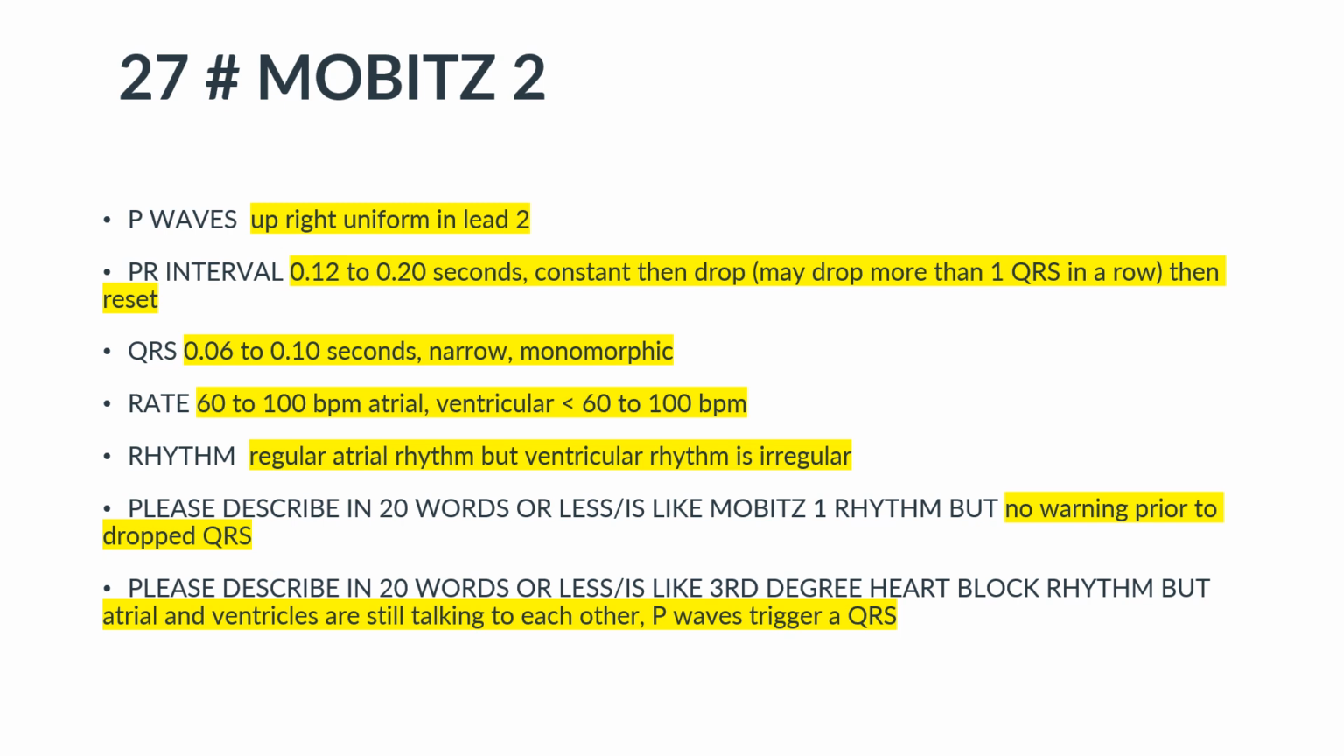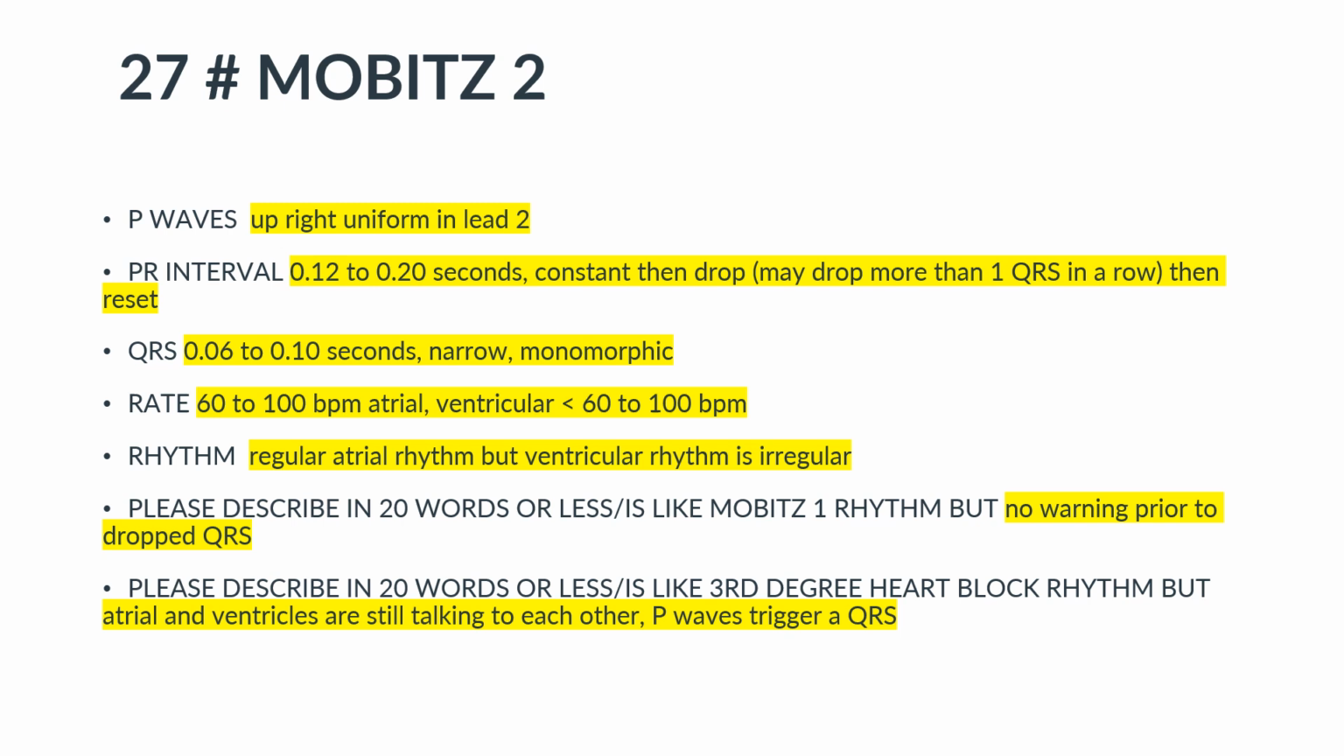Okay, why is Mobitz 2 not third degree heart block? Well, in Mobitz 2, the atria is still talking to the ventricles. That PR interval is constant. Whereas with third degree AV block, it's all over the place, right? Yes, you're going to have P waves that do not trigger a QRS.